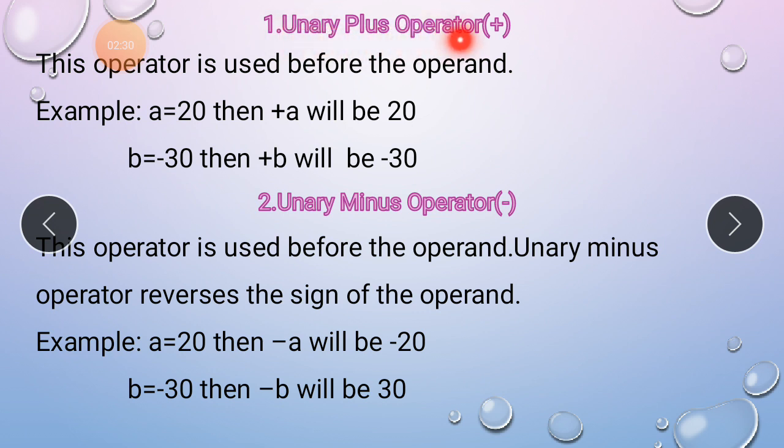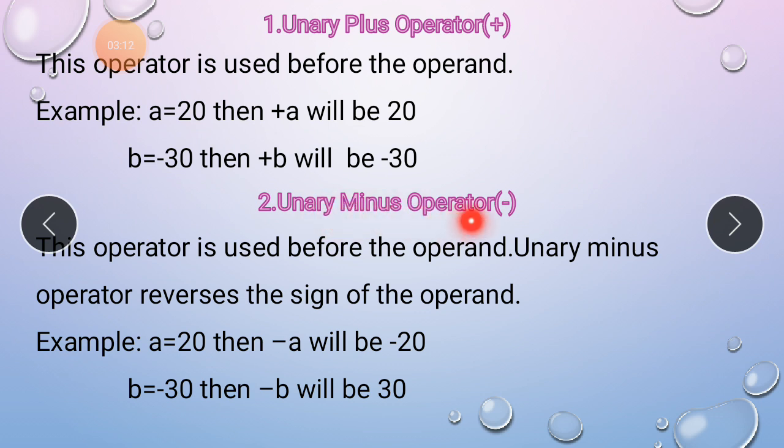Unary plus operator. This operator is used before the operand. Example, if A is equal to 20, then plus A will be plus 20, which is nothing but 20. If B is equal to minus 30, then plus B will be minus 30 only, right? It won't change its sign, because the value of B is minus 30.